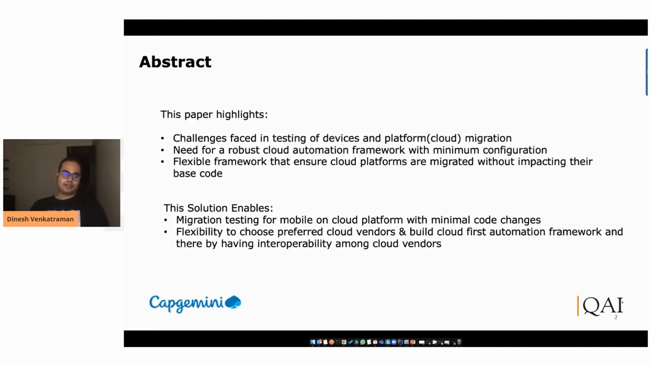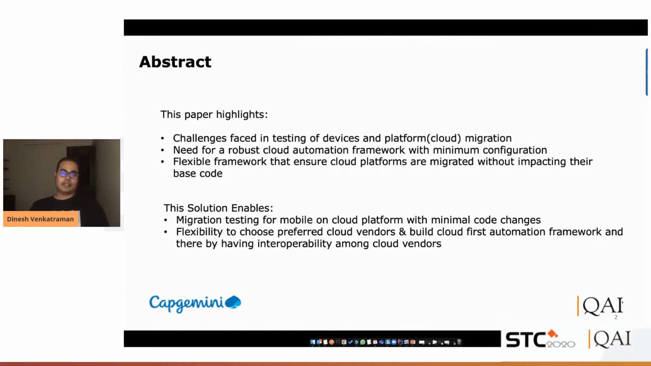My name is Dinesh. I'm a manager here at Capgemini. I have overall 10 years of experience working across different vendors in the US. One of the problems we are going to talk about is how we can write a robust framework so that whenever the client is changing the cloud automation vendor, we can use the same set of code for any particular vendor.